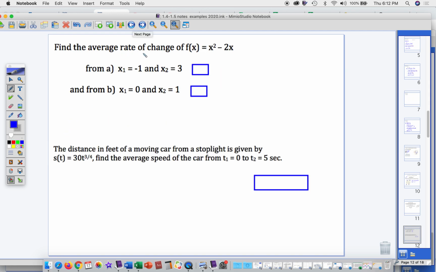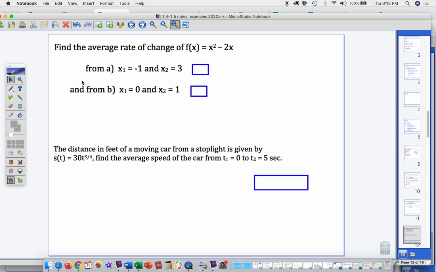So calculate the average rate of change. Here's your function, f of x equal to x squared minus 2x, from x sub 1 equal to -1 and x sub 2 equal to 3. So try both A and B in this problem using the formula from the previous page. When you're done, come back and we'll compare solutions.